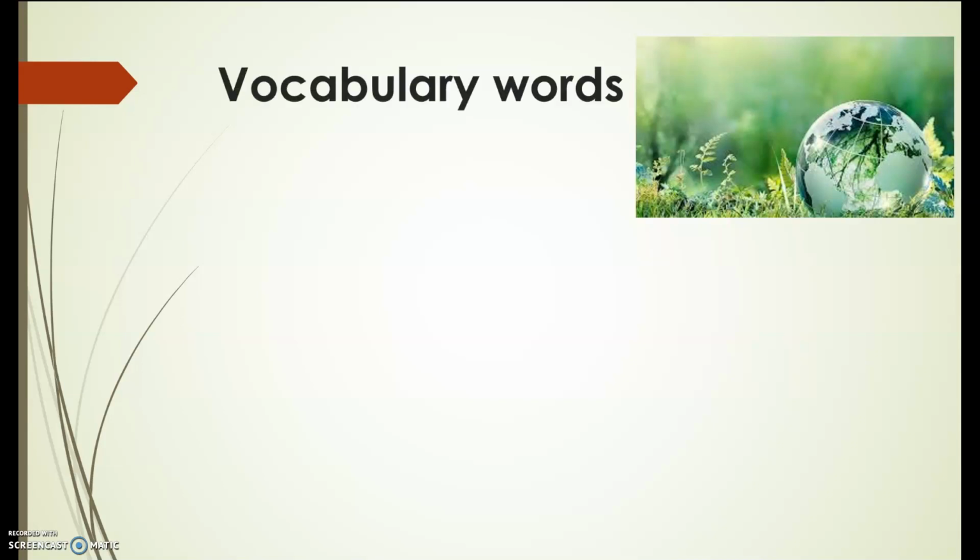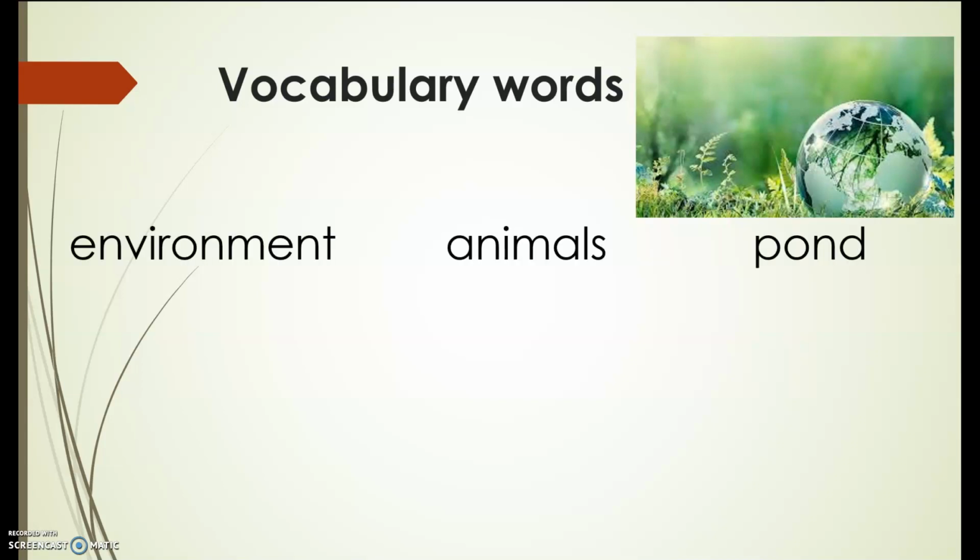Okay, so let's start our lesson by reading our vocabulary words. Please listen carefully as I read the first set of words. Environment. Animals. Pond. Now repeat after me. Environment. Animals. Pond.